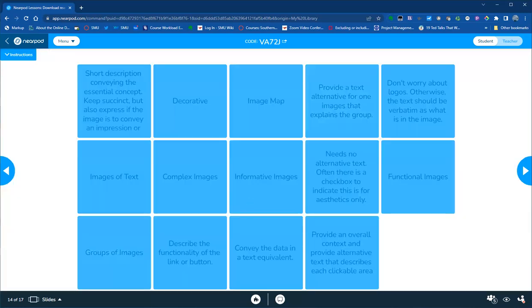So those are our different types of images. These are some of the different ways that we can work with all of these different image types.